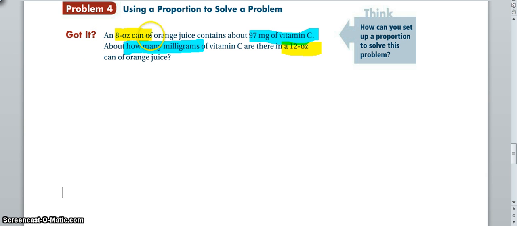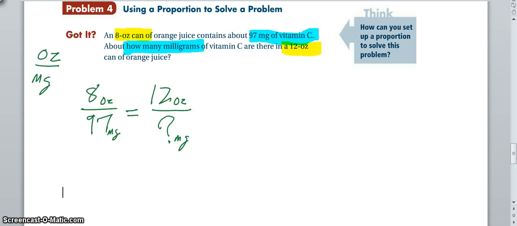So in an 8-ounce can of orange juice, there are 97 milligrams of vitamin C. We want to figure out how many milligrams of vitamin C there are in 12 ounces. So we have 2 different fluid measurements of ounces, and then 2 different milligram measurements. One we don't know. So I want to see how good you are. Try to set up a proportion with this, keeping the values that agree in a straight line, if you know what I mean.